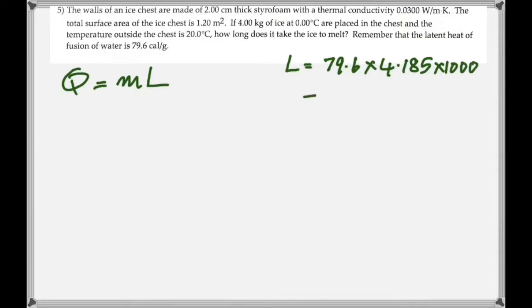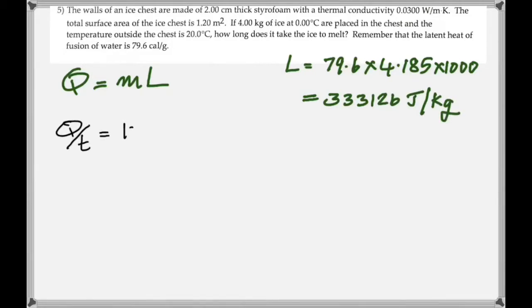And you have to know that 1 calorie is 4.186 joules. But since it's calorie per gram, per kilogram it's going to be 4,185. Okay, we'll do that later. But the idea is, for ice to melt, the quantity of heat required is given by Q is equal to mass times latent heat. So here I've changed calories into joules per kilogram.